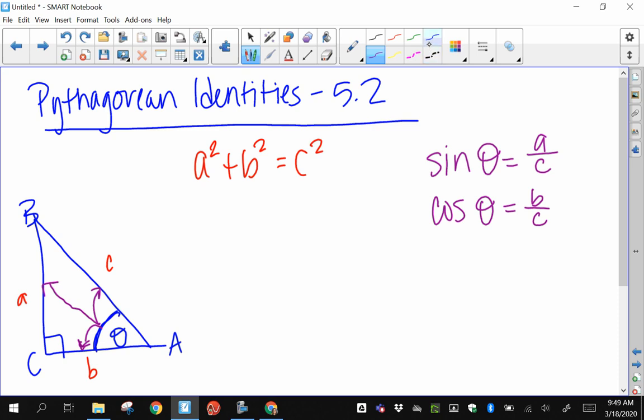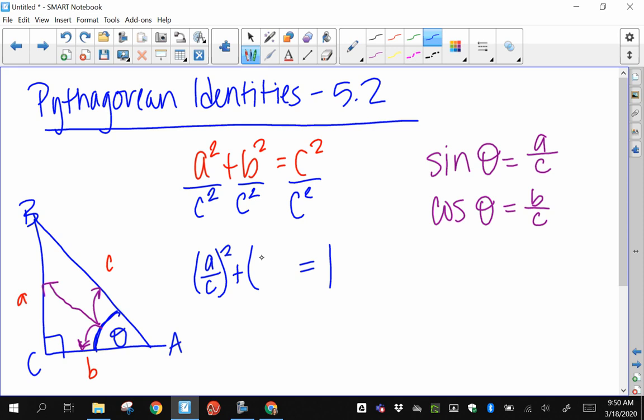So watch what happens here if I decide to divide each thing in my Pythagorean theorem by c squared. First of all, c squared over c squared on the right just goes to 1. And this first term, a squared over c squared, could also be written as a divided by c, quantity squared. We're squaring both the numerator and the denominator. And my second term would be the same as b over c, quantity squared. The reason I chose to write those like that is because now these expressions match the expressions that we set up with our trig functions.